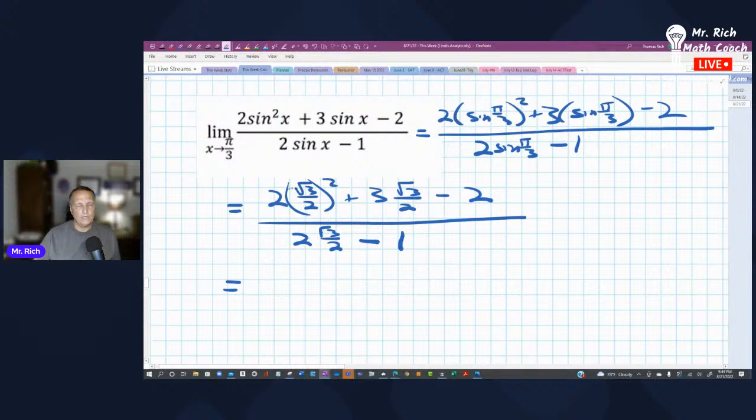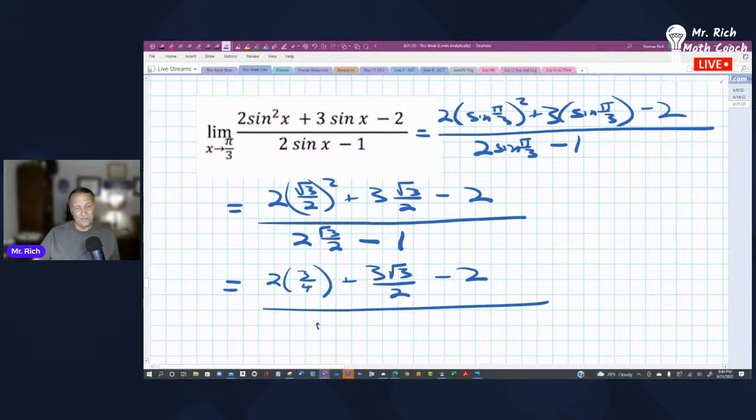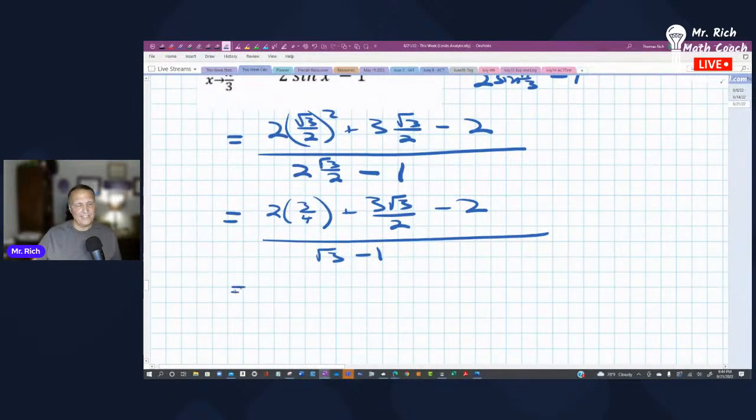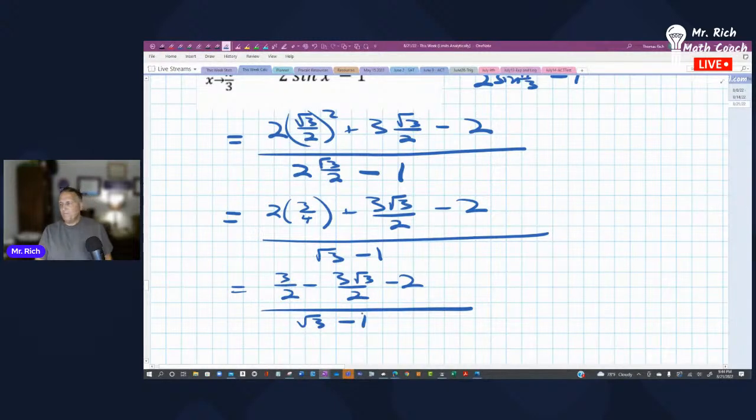So this would be, that's 3/4, right? So this is 2 times 3/4 plus 3 root 3 over 2 minus 2, all over, this 2 times root 3 is root 3 minus 1. So that's 6/4 or 3/2 plus 3 root 3 over 2 minus 2 all over root 3 minus 1. All right, now let's see if there is a simpler way that this can be worked.